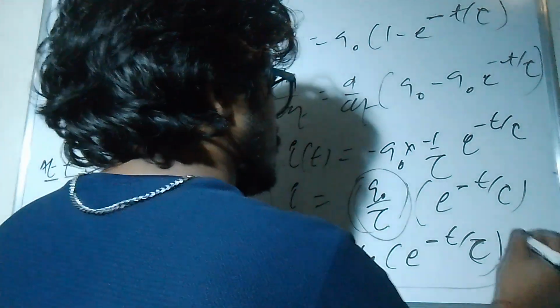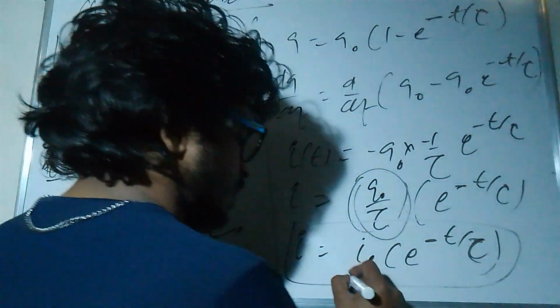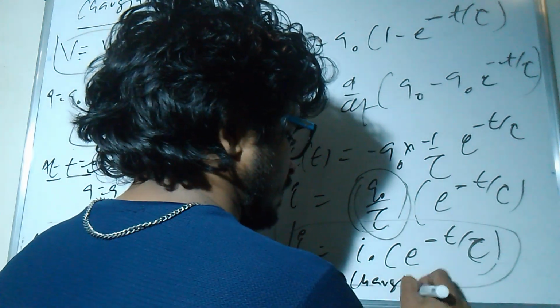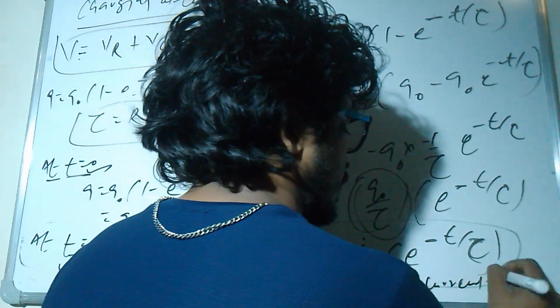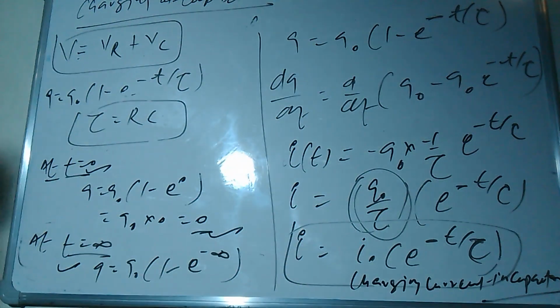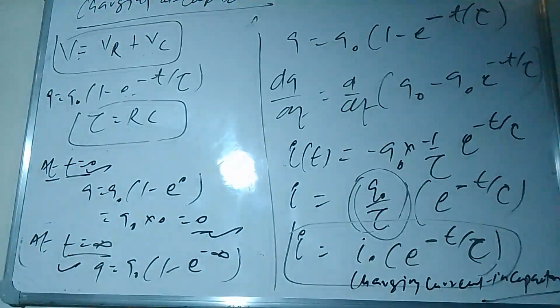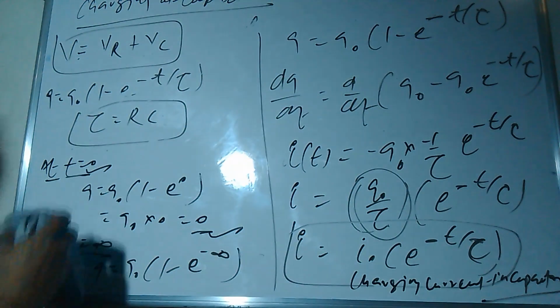So this is the charging current in the capacitor. In the charging current, if you put t equals 0 and t equals infinity, you can observe what is happening.